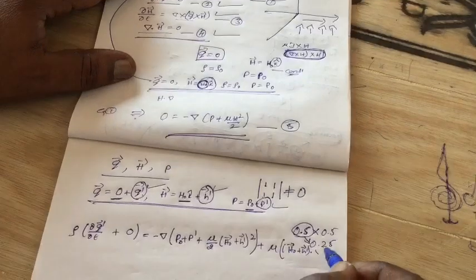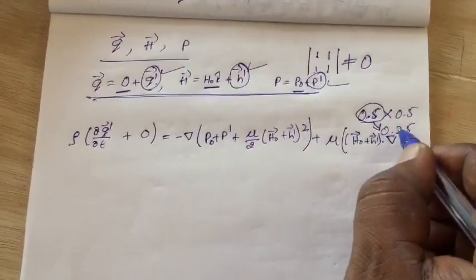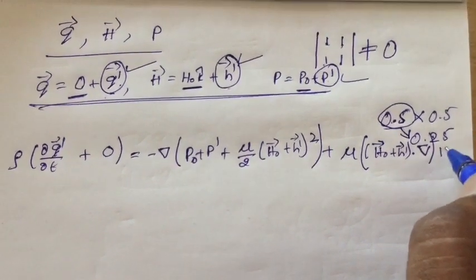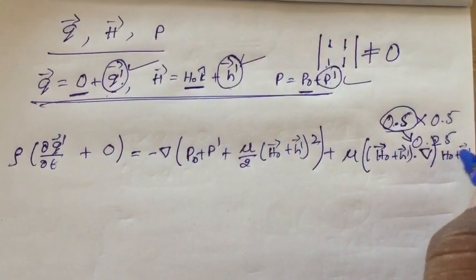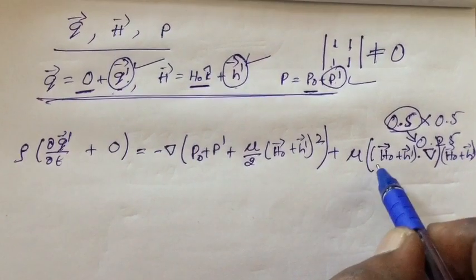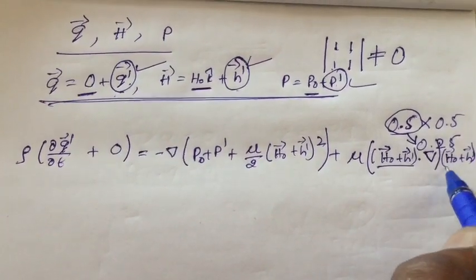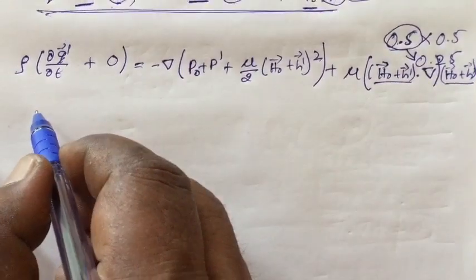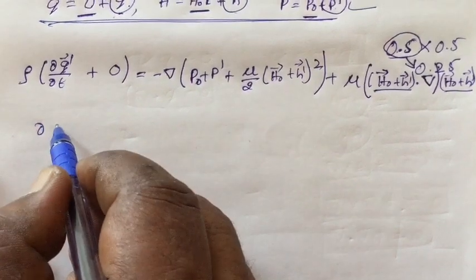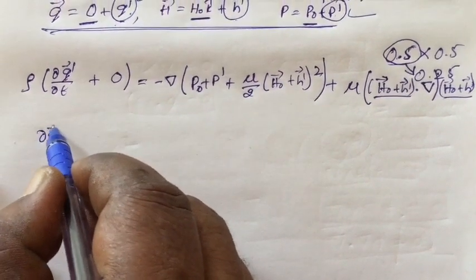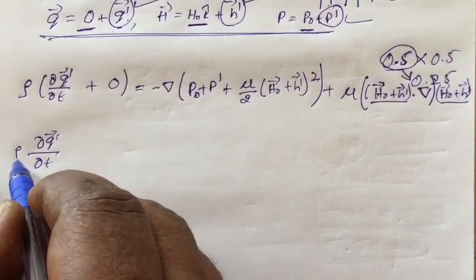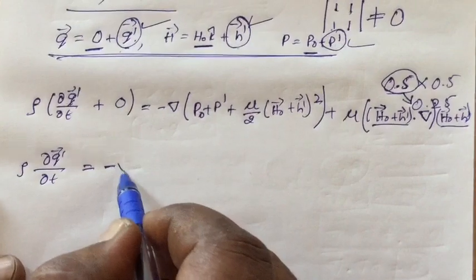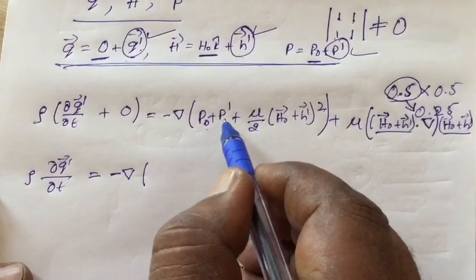So gradient of, dot gradient of. So what you will get? You are going to get, h means h naught plus h dash. Is it right? So this dot gradient of this one. Now expand this equation. This will become rho into del q naught by del t plus del q dash by del t, rho. This is equal to, now I am going to split the terms, minus gradient of P naught plus P dash.